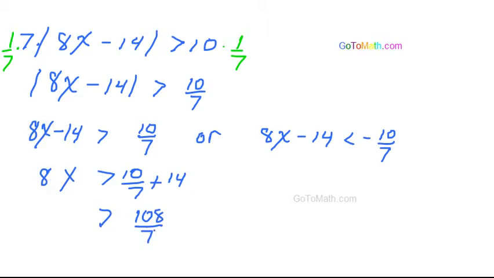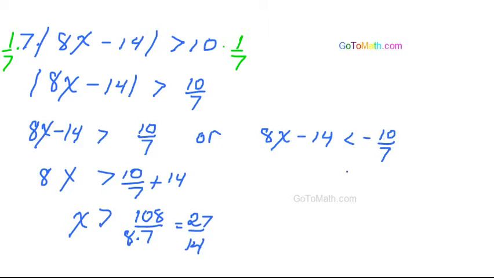And now we just take that 8, or multiply both sides by 1 over 8. And so we have x, and then of course this would be 8 times 7. Let's go ahead and do this. So we have 1 over 8 divided by 56, right? Times 7 is 56. 27 over 14. So x is greater than 27 over 14.